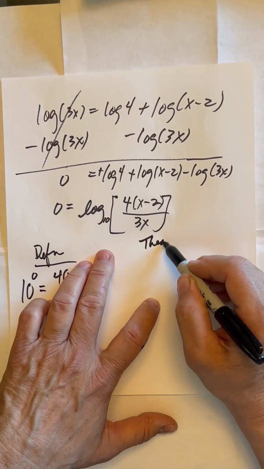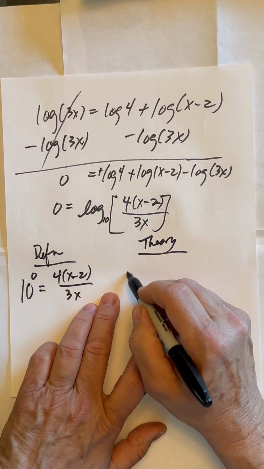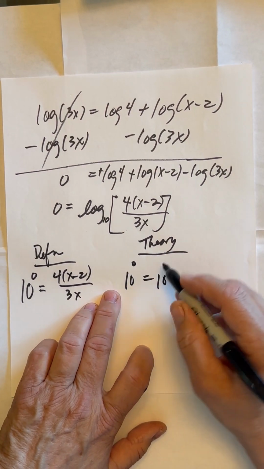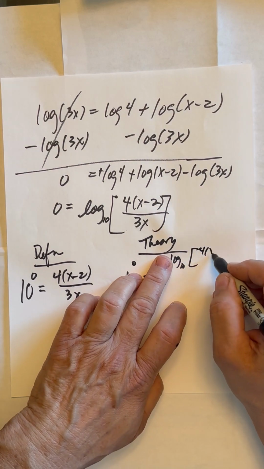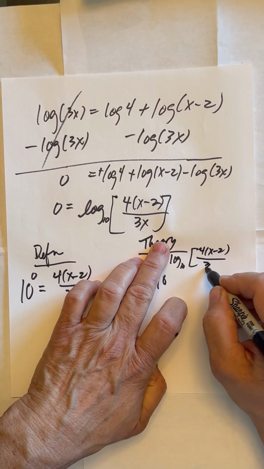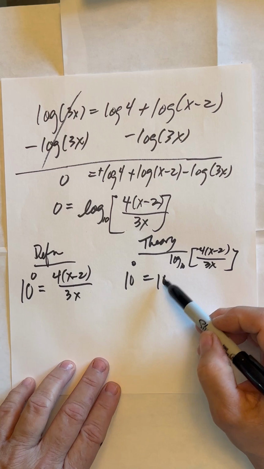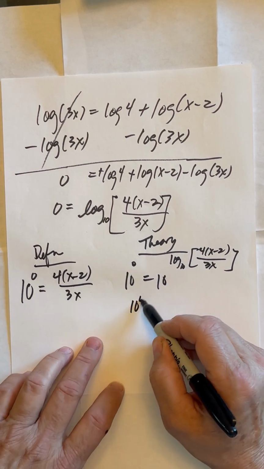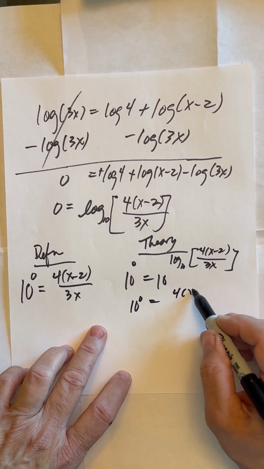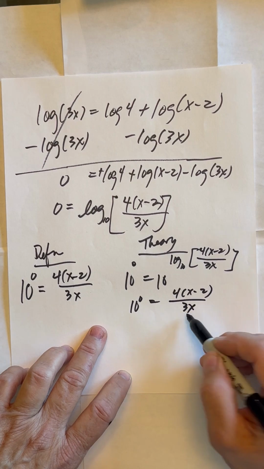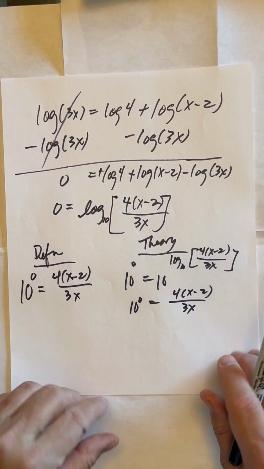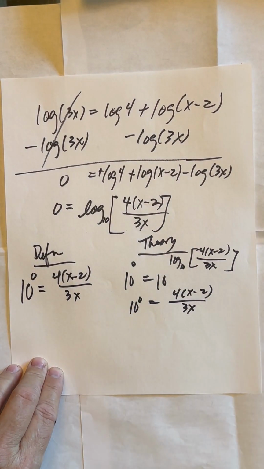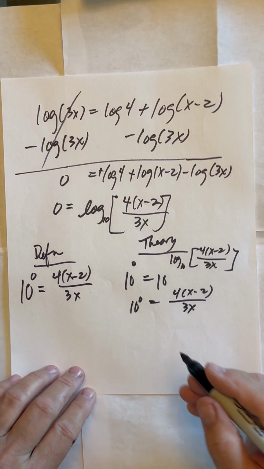If I use theory, what I'll do is I'll say 10 to the 0 equals 10 to the log in base 10 of all this stuff, 4 times x minus 2 over 3x. Okay? And now these undo each other, and I've got 10 to the 0 equals 4 times x minus 2 over 3x. And so, of course, you end up in the same place, but like I said, will you remember this? I don't know. This I understand as just undoing, so I carry it with me.